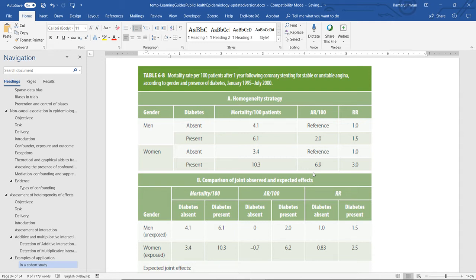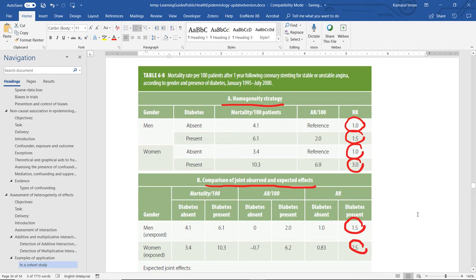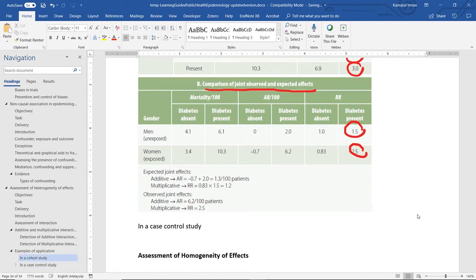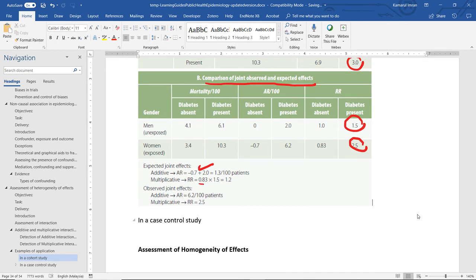So you have two ways of assessing interaction. One is the homogeneity strategy, and the other one is comparison of joint observed and expected effects. What you have here is relative risk of 1, 1.5, 1 and 3. Here you also have 1.5 and 2.5. And then this is the expected joint effect, and this is the observed joint effect.